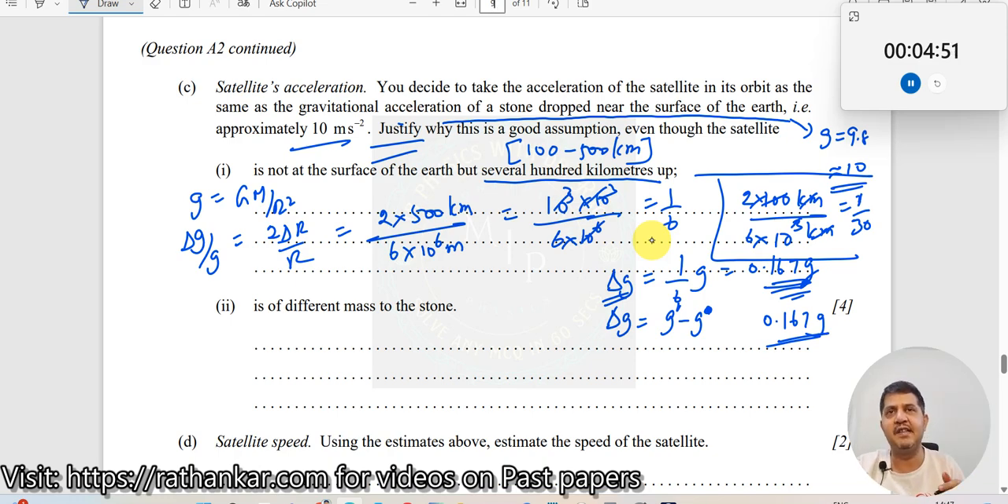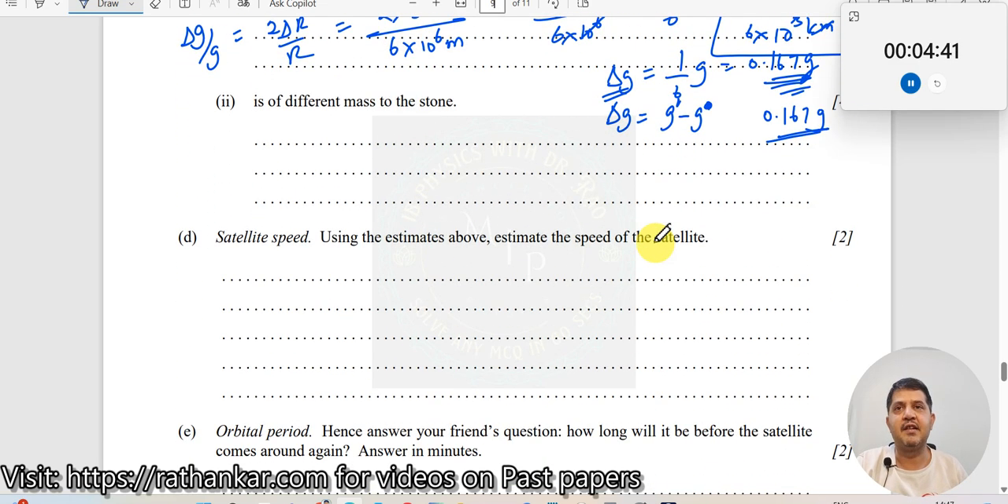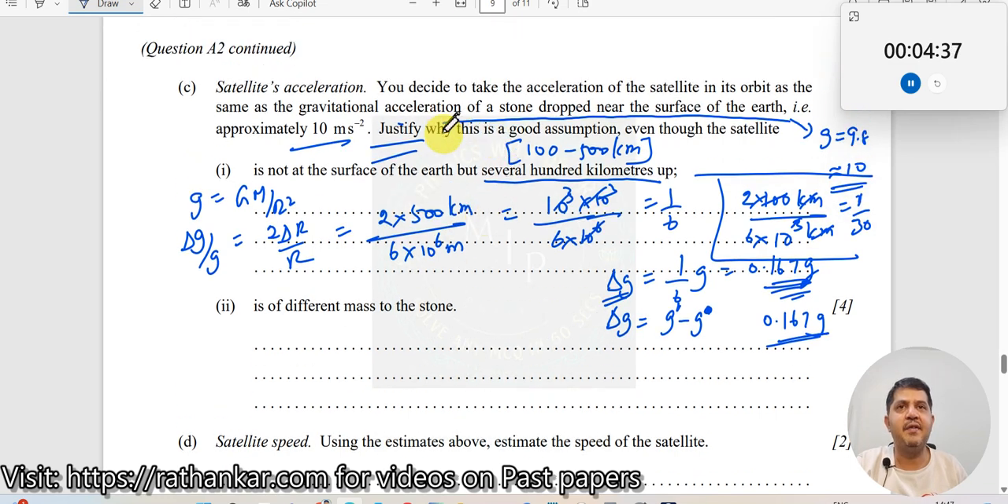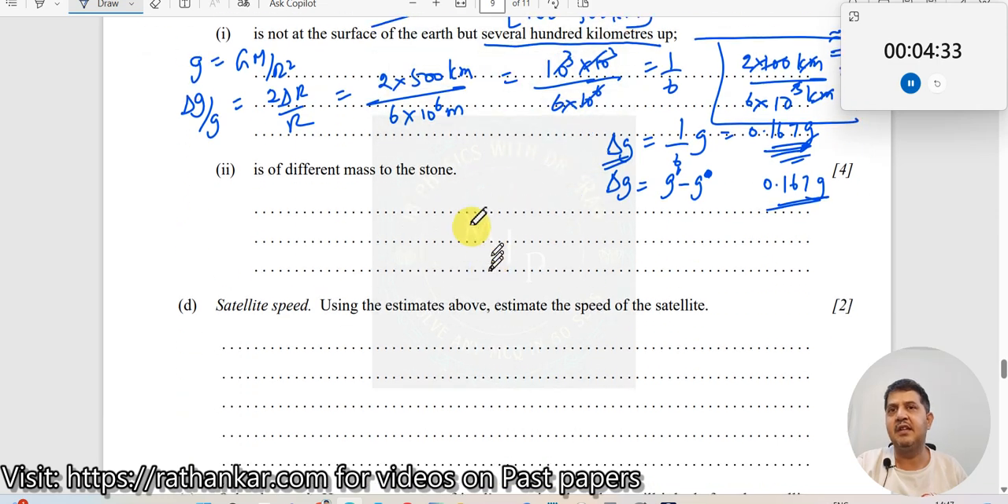So, and hence we see that the acceleration due to gravity on the surface of the earth and at the orbit of the satellite is nearly the same. Okay, let me move further. The satellite is of different mass to the stone. What does it say? Justify why this is a good assumption, even though the satellite is not on the surface of the earth and it's of different mass as compared to the stone.